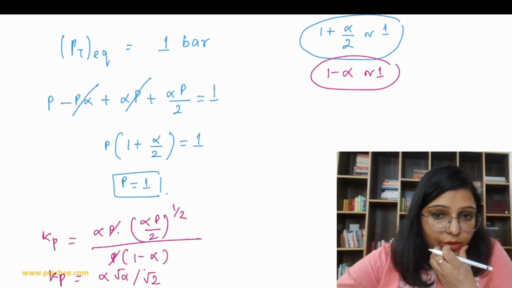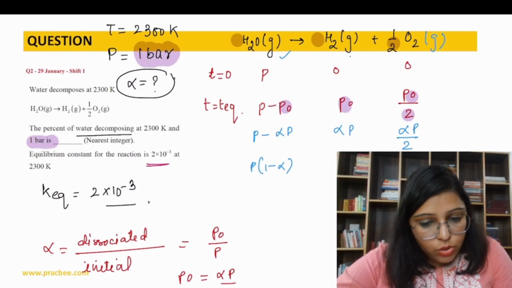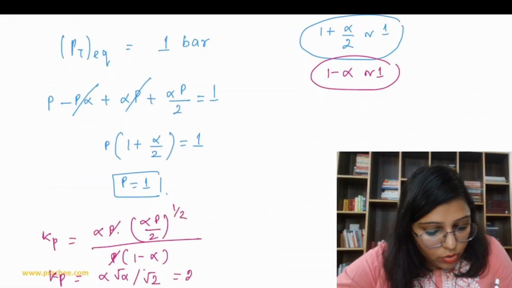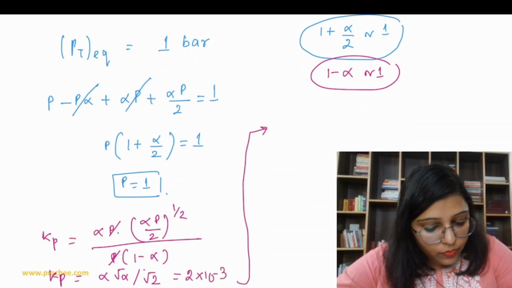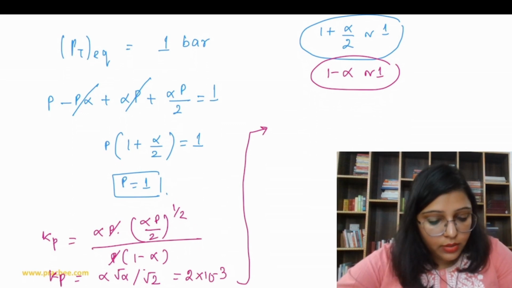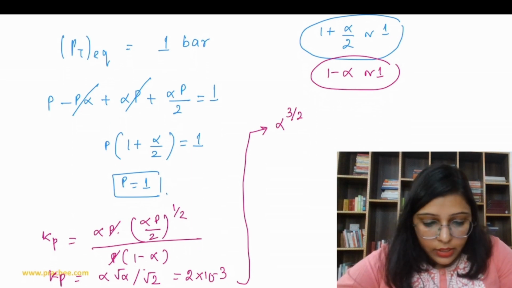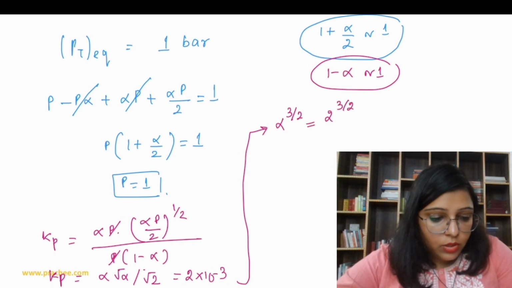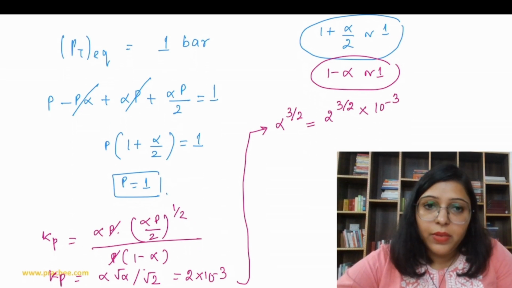Okay, and now let's solve it. Kp ka value is given to us, that is 2 into 10 to the power minus 3. Right? So this is equal to 2 into 10 to the power minus 3. So let's solve this question. So we get alpha 3 by 2 equal to 2 की power 3 by 2 into 10 to the power minus 3. Right? Okay.